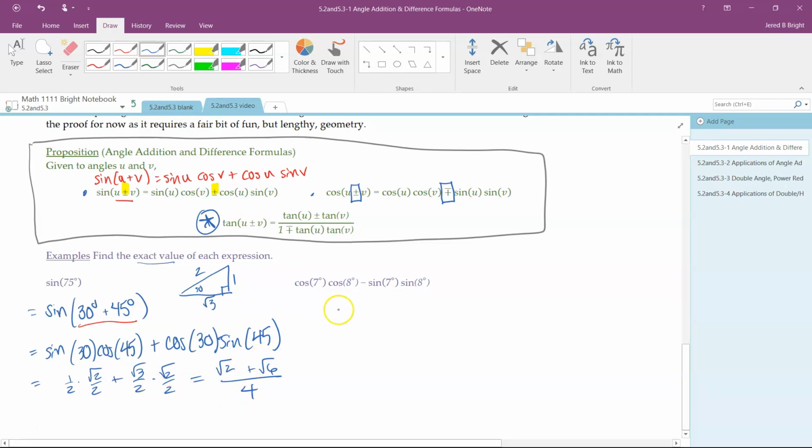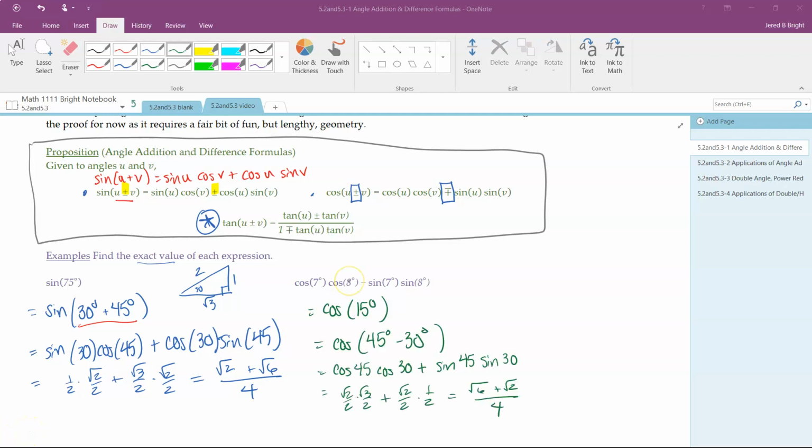For this next one, I want you to try and use an identity here to make your life simpler, and then resume the video when you're ready. And here's the solution. The first thing is to recognize that this is actually just the cosine identity. So you have cosine, cosine, and minus sine, sine. That corresponds to adding the 7 and the 8, so that's 15. Now I want to find the exact value of that. Well, that is 45 minus 30 degrees, and so now I'm using the cosine identity again in the other way. So kind of a fun problem.